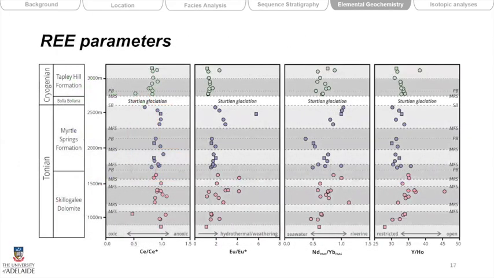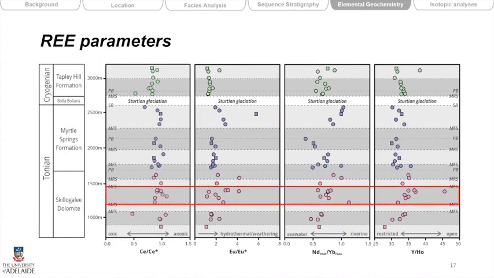These are the different parameters that we used within our study. We have the cerium on the left, which is used as a proxy for oxia. Europium anomaly was used to identify hydrothermal input or feldspar weathering, and neodymium ytterbium and yttrium holmium are both used as a proxy for the setting. So whether you have more of a seawater, open marine signature or a restricted riverine signature. Again, this has been overlaid by our sequence stratigraphy.